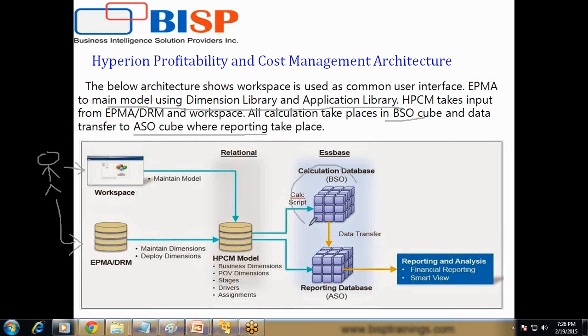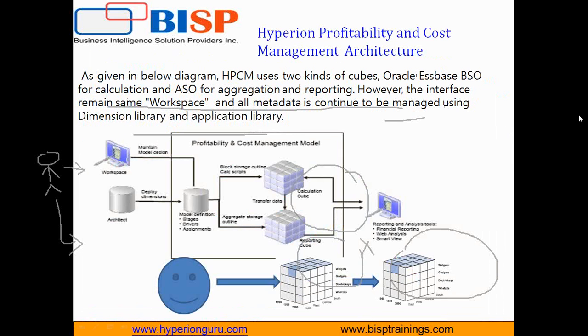All calculation takes place in BSO. The architecture is pretty interesting: all calculation takes place in the BSO cube, and all data is transferred to the ASO cube for reporting. So we have a reporting cube and a data calculation cube. Finally, when you prepare your report through Smart View or Financial Reporting, you refer to your ASO cube. I'm going to show you this architecture after this slide. I'll take you to my HPCM application and show you live there.